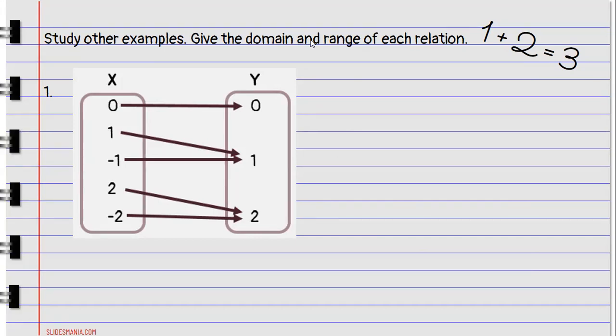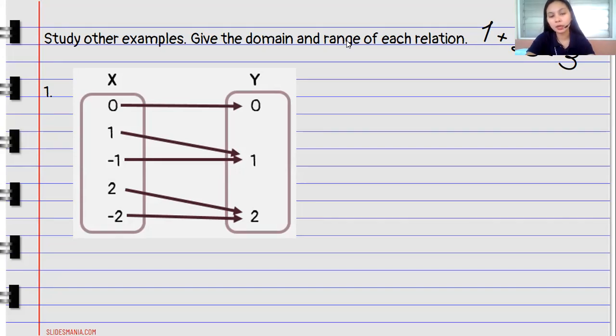Identifying of domain and range pa lang po tayo using the diagram. How about the others? Mahirap po ba yung first question ko? By identifying the domain and range po? Ayan, okay. Thank you din.